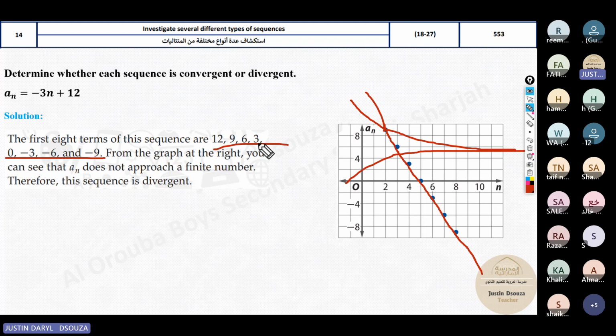Here it's diverging. So this you can see from the values. Look, 12, 9, 6, 3, 0, and so on. It just keeps on diverging. It's not coming to one single point. Therefore, this is a divergent.